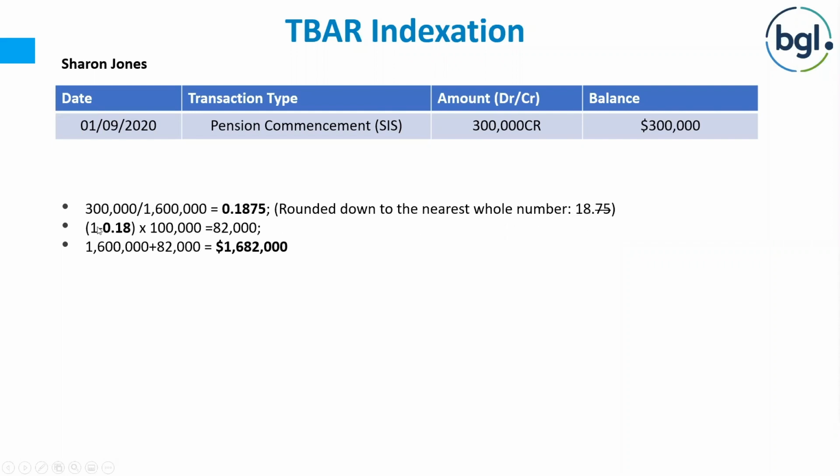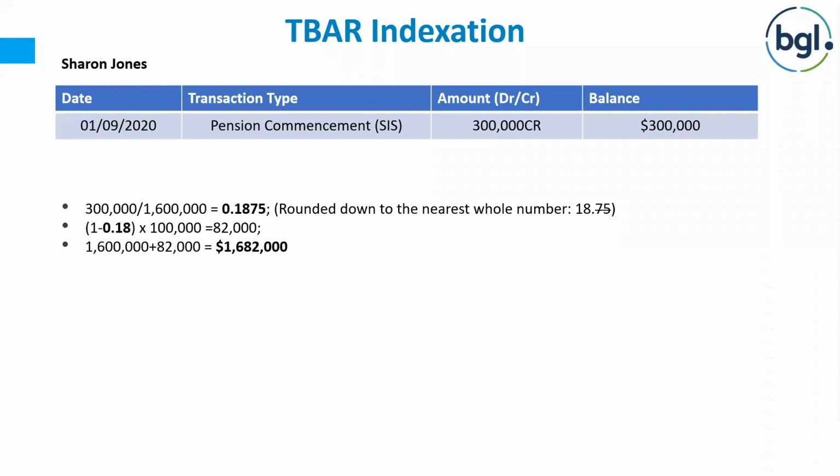And then you need to get the unused portion. So you take it away from 1, and then multiply it by the 100K cap increase, which in this situation amounts to 82K. This results in Sarah being able to have up to 1.682 million in retirement phase. So she does not get access to the full 100K, but just 82K of that indexed cap increase.